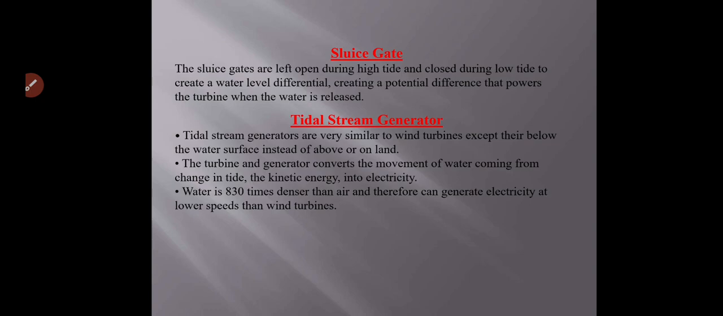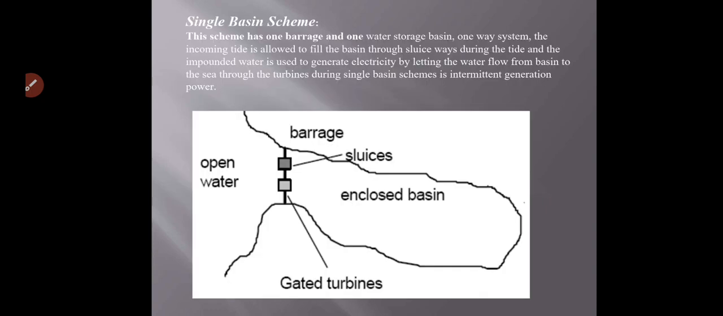Then tidal stream generator. Tidal stream generators are very similar to wind turbines except they are below the water surface instead of above it or on the land. The turbine and generator convert the movement of water coming from the tide, the kinetic energy, into electrical energy.